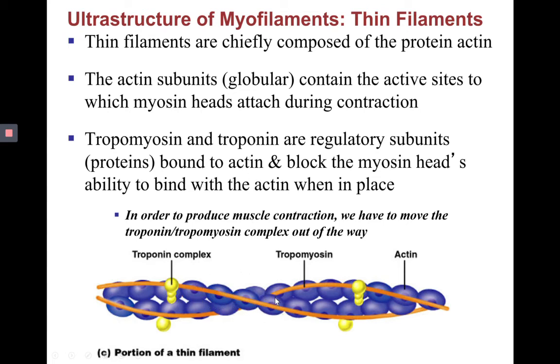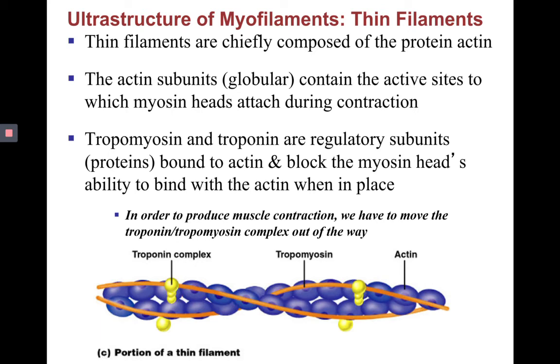And there is a binding site for myosin, specifically the globular heads of myosin, on each actin. So this circle that's covered up by this orange line, that is the binding site on actin for myosin. The orange line is a protein called tropomyosin. These yellow structures, kind of globular themselves, are called the troponin complex. They're just globular proteins that accumulate together that makes them a complex.